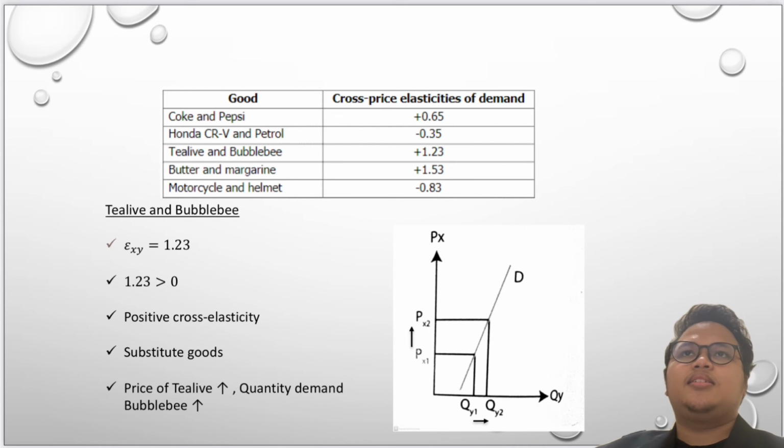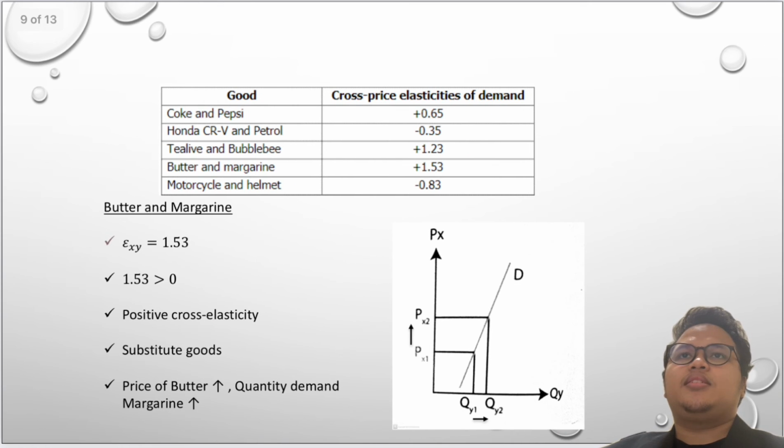Next is T-Life and Bumblebee. The cross price elasticity of demand for T-Life and Bumblebee is 1.23. We know that 1.23 is greater than 0, so this is positive cross elasticity. T-Life and Bumblebee are substitute goods, so when the price of T-Life increases, quantity demanded for Bumblebee will increase.